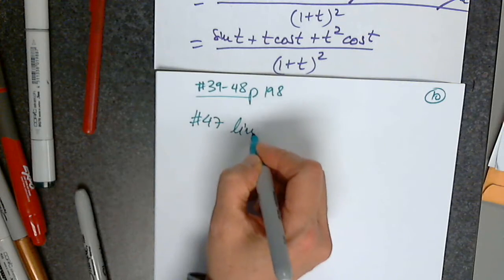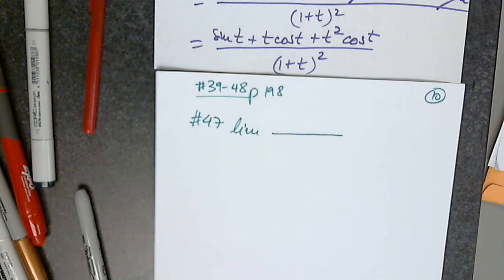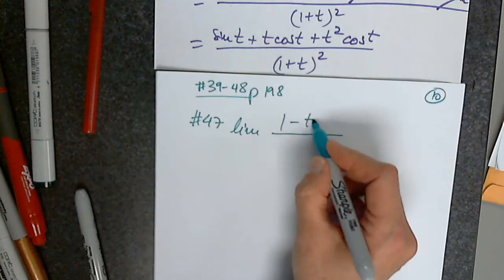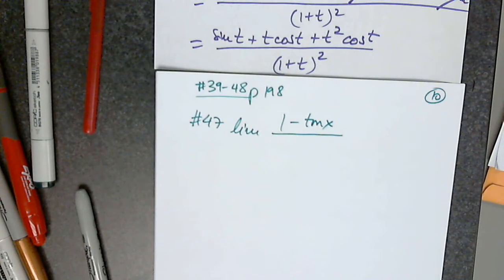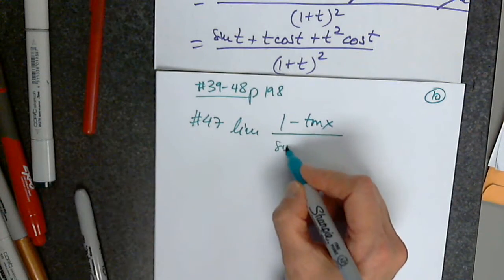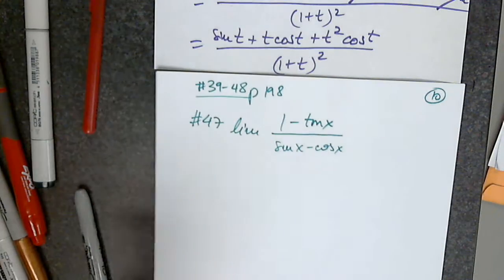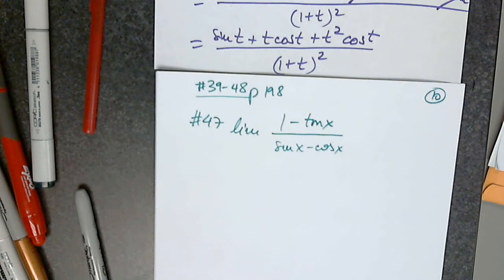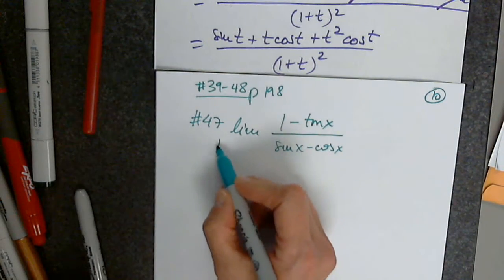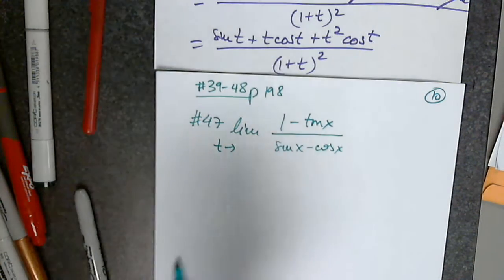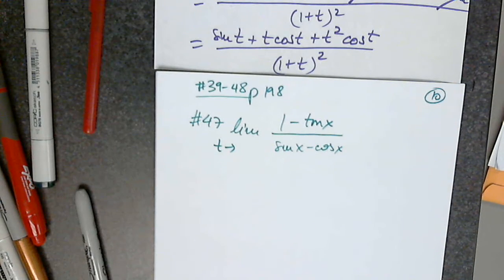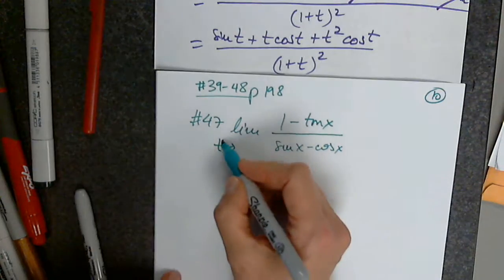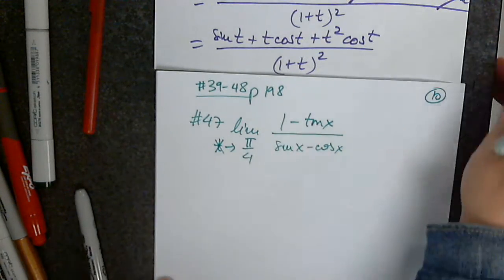So we have the limit. At the top, 1 minus tangent x. The denominator, sine x minus cosine x. And as x approaches pi over 4, not t, x, sorry, pi over 4 from either side.